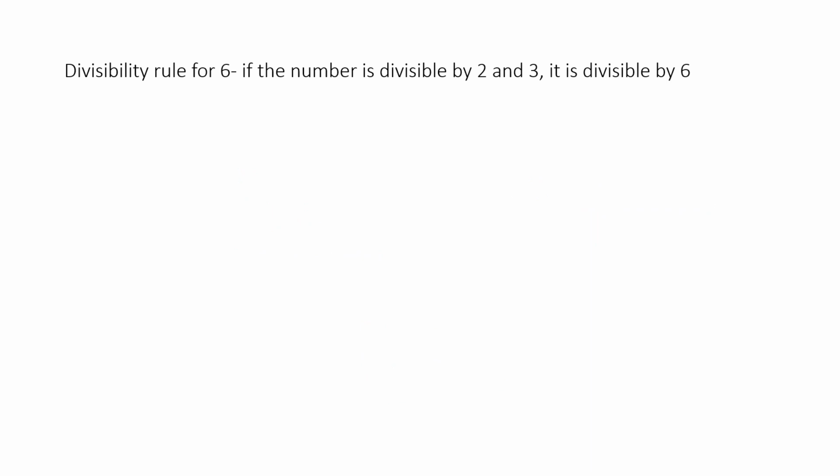Divisibility rule for 6. If it is divisible by 2 and 3, it is divisible by 6. So let's do 4, 7, 2. Now the last digit is even, so it's divisible by 2. And if I add that up, so 4 plus 7 is 11, and then plus 2 is 13. So 13 is not a multiple of 3, so this is not divisible by 6.